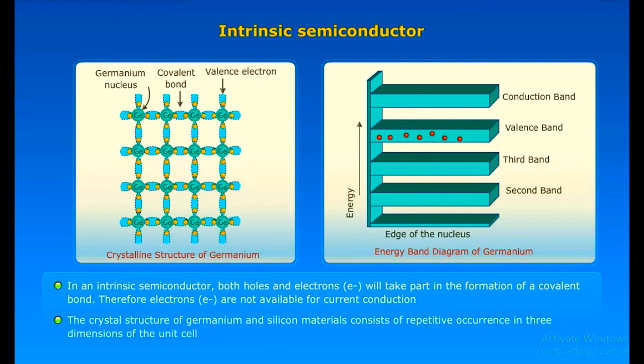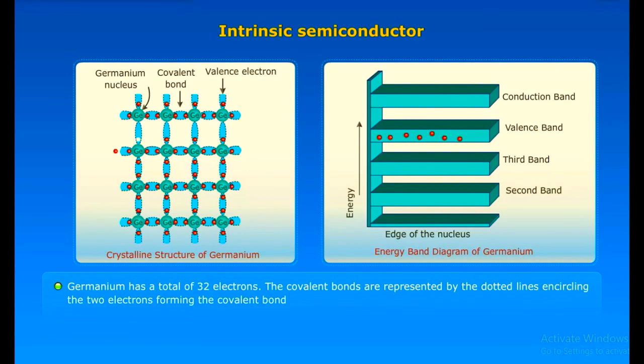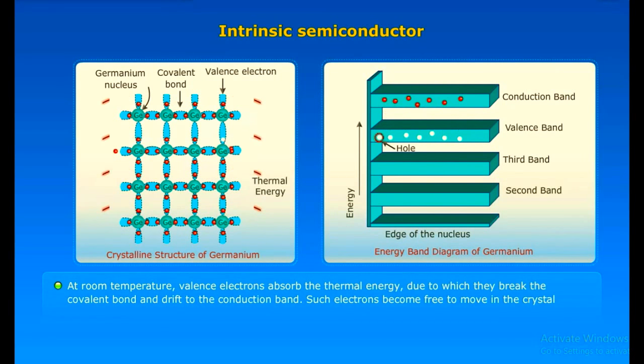The crystal structure of germanium and silicon materials consists of repetitive occurrence in 3 dimensions of the unit cell. Germanium has a total of 32 electrons. The covalent bonds are represented by the dotted lines encircling the 2 electrons forming the covalent bond. At room temperature, valence electrons absorb thermal energy, due to which they break the covalent bond and drift to the conduction band. Such electrons become free to move in the crystal.